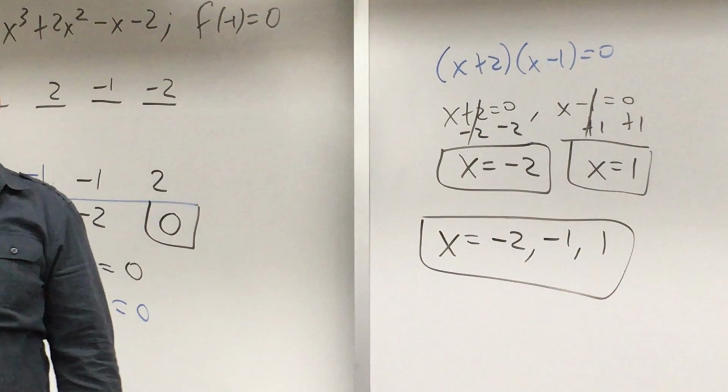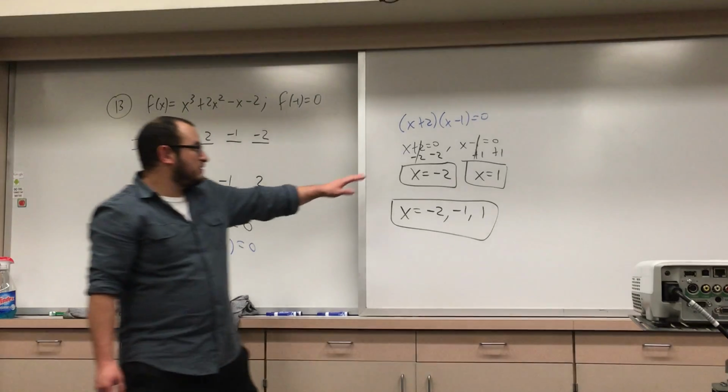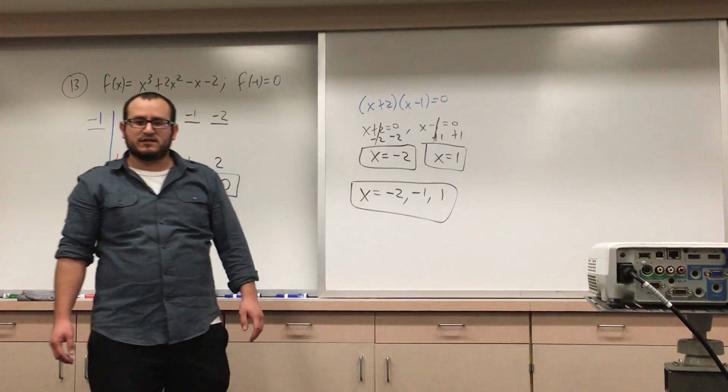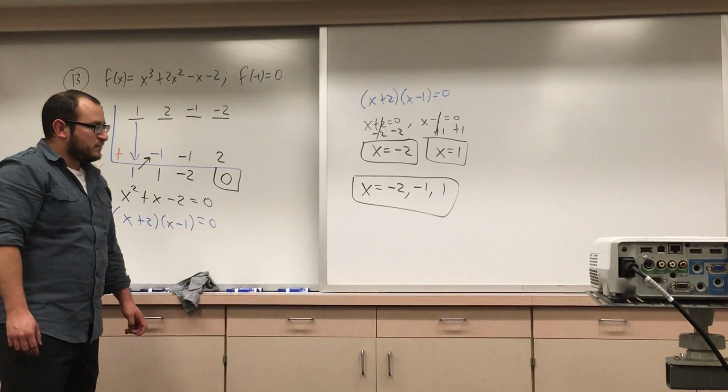Alright, so we're just taking it a step further from what we did previously. Instead of stopping here at our factors, we're just adding the 0 and we're actually solving for our x-intercepts, our roots, and so on and so forth. Alright.